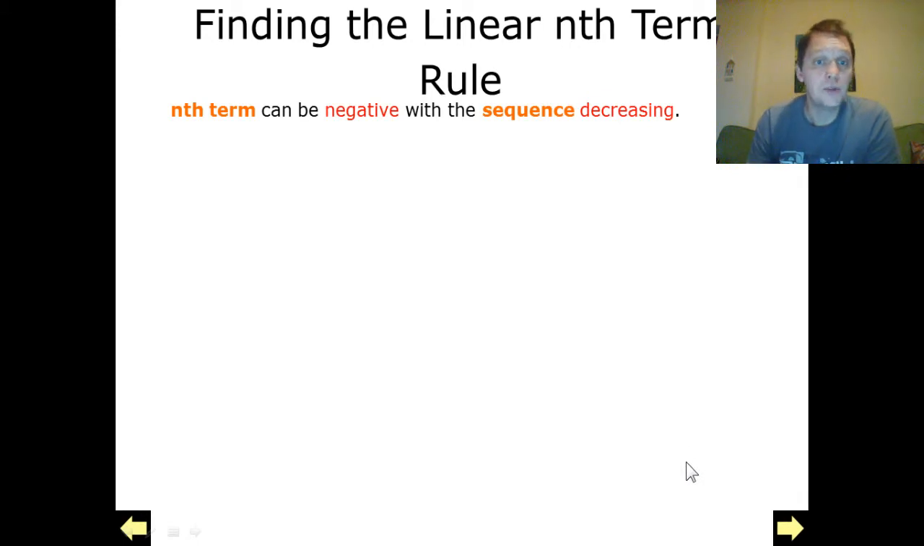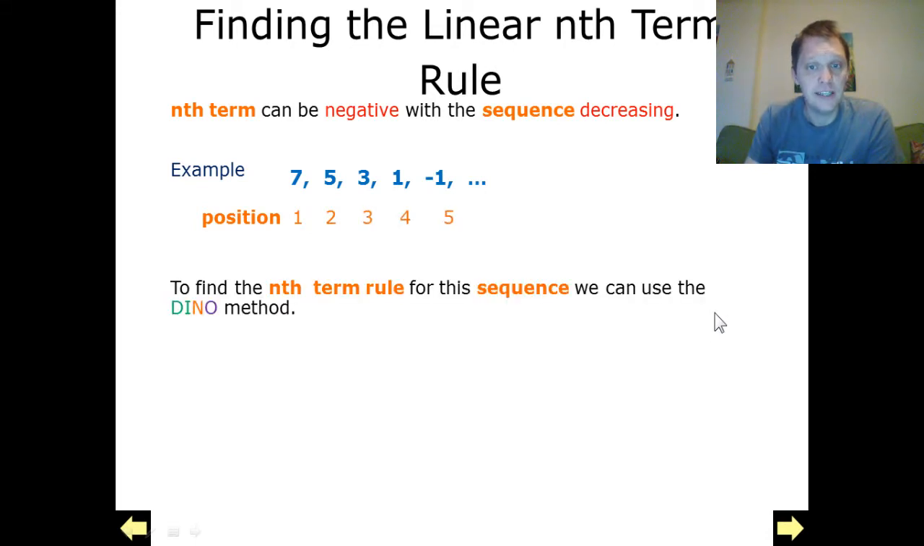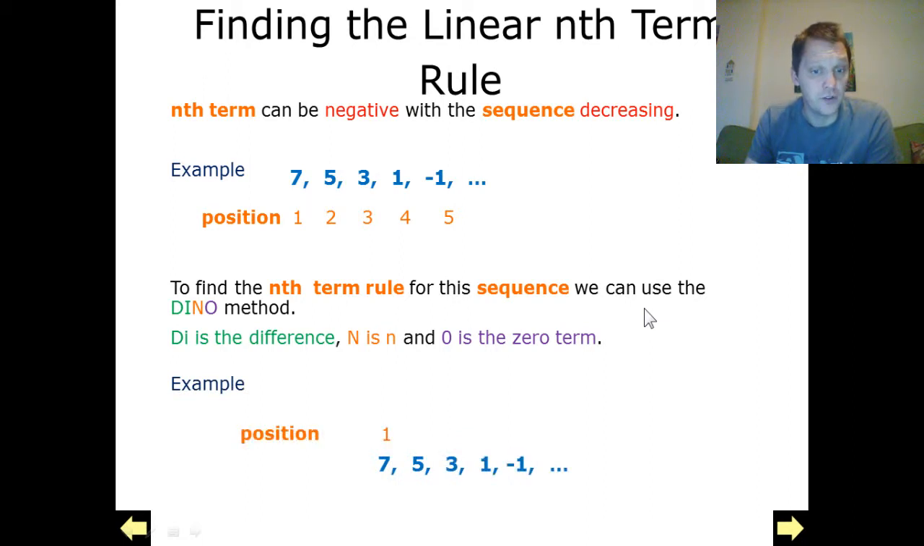Now, not all sequences are going to be increasing as they go up. Some of them are going to be decreasing, and some of them could involve negative numbers. So here we've got 7, 5, 3, 1, minus 1, and then it's an infinite sequence because it goes on, as shown by these 3 dots. Again, just putting my position numbers underneath each, and I'm going to use the Dino method to find my nth term rule for this sequence just here.